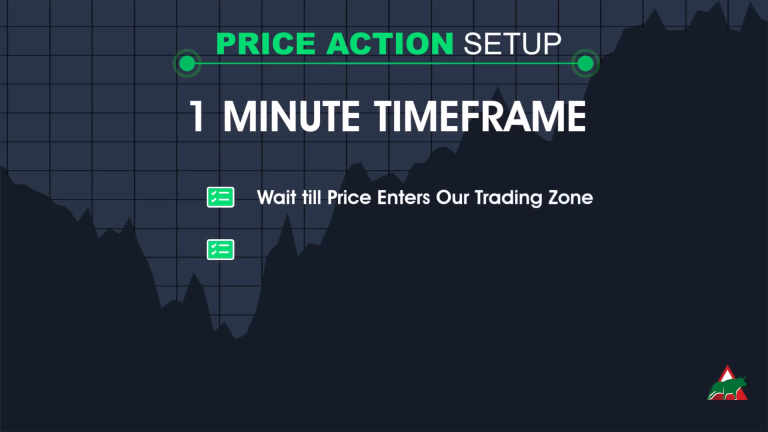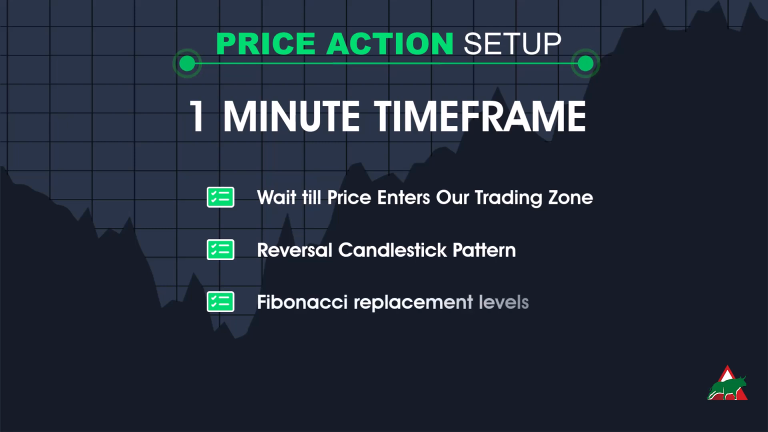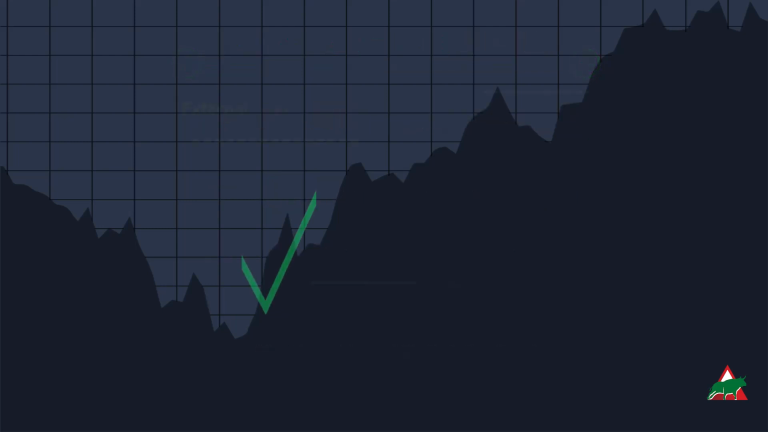Once the price comes to our trading zone, we will look for reversal candlestick pattern for further confirmations, like double top or double bottom, pin bar or any reversal candlestick patterns. Also use Fibonacci retracement levels to enter at a better price and setting a good stop-loss point. And finally, don't forget to manage risk, trading with 0.5 to 1% risk per trade.